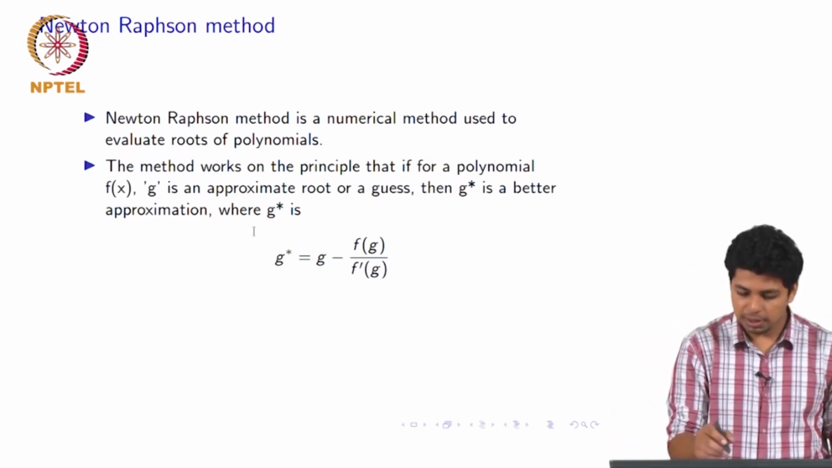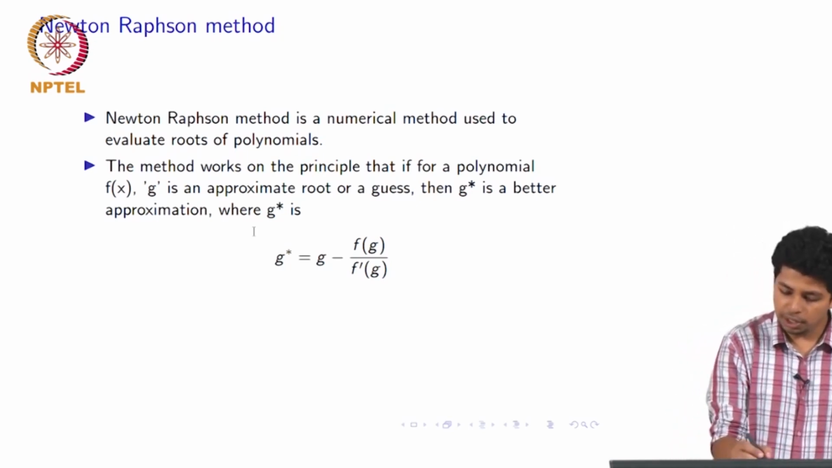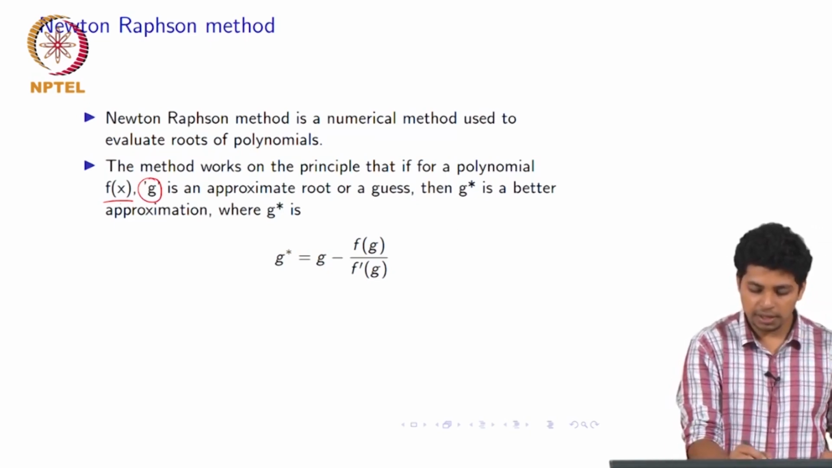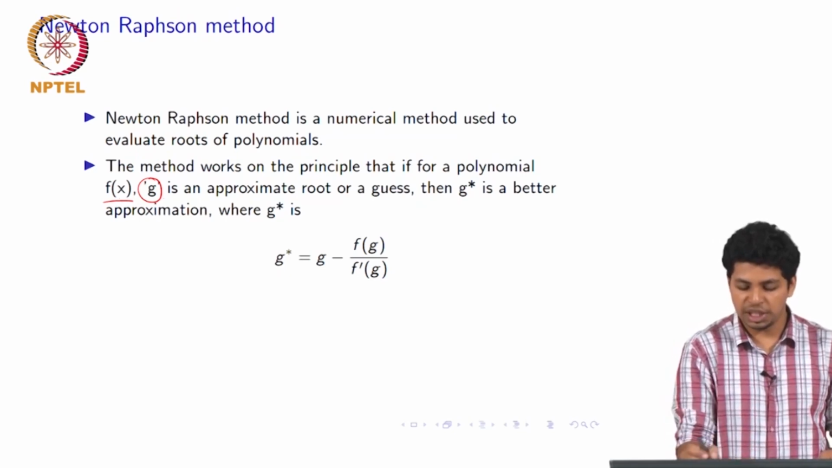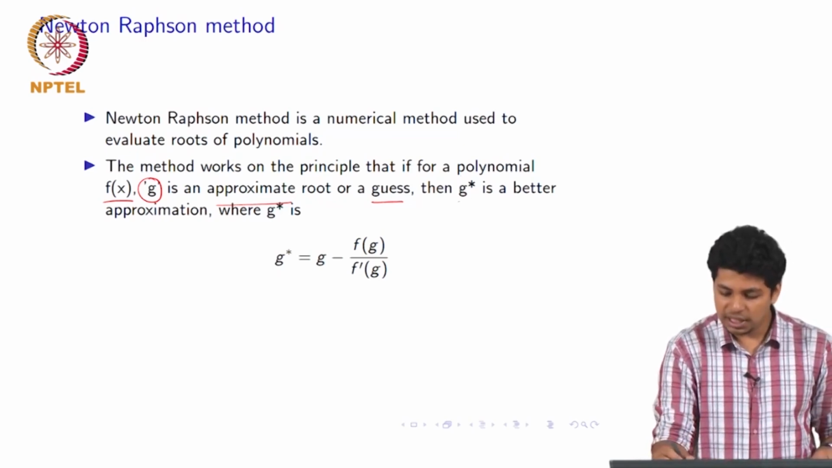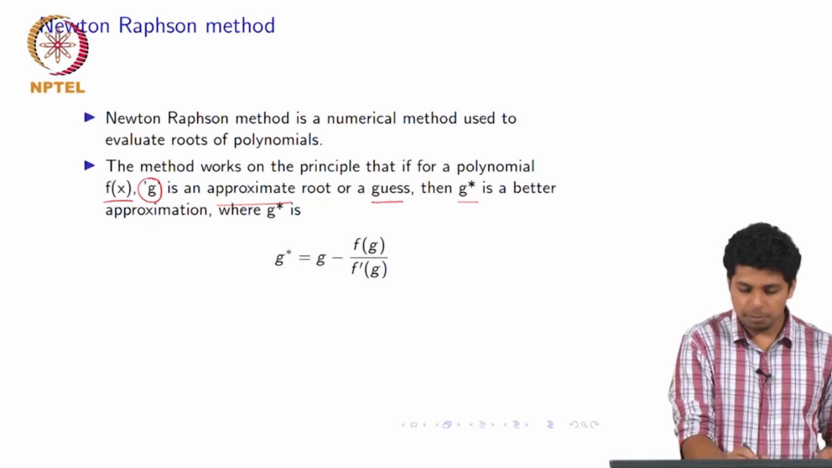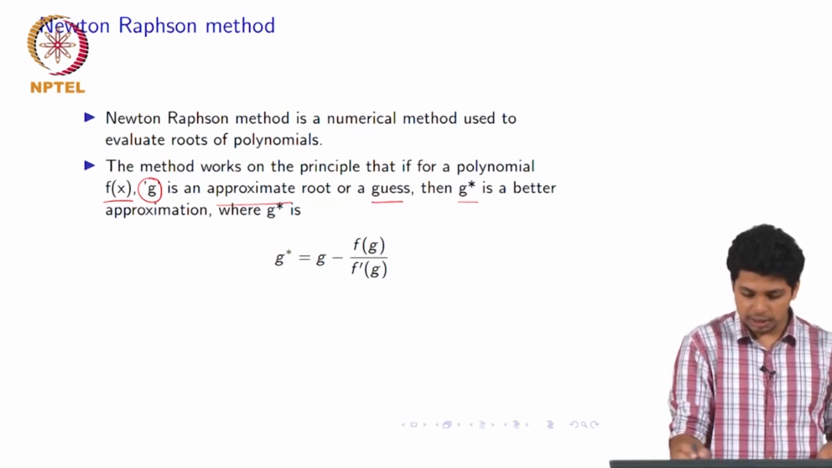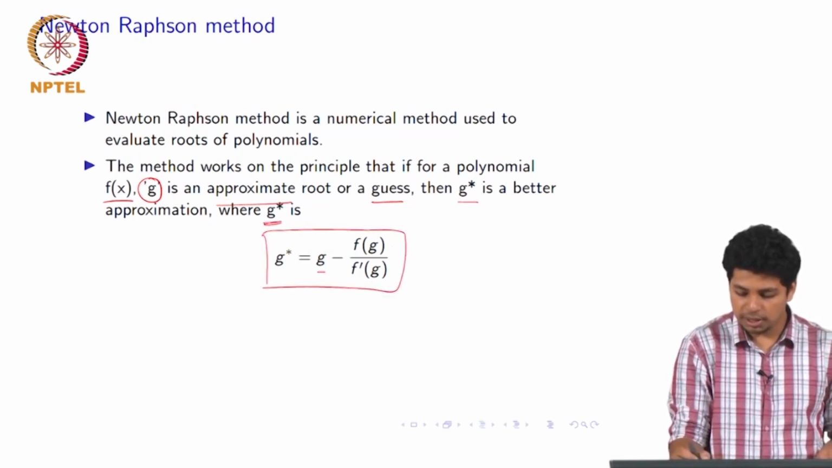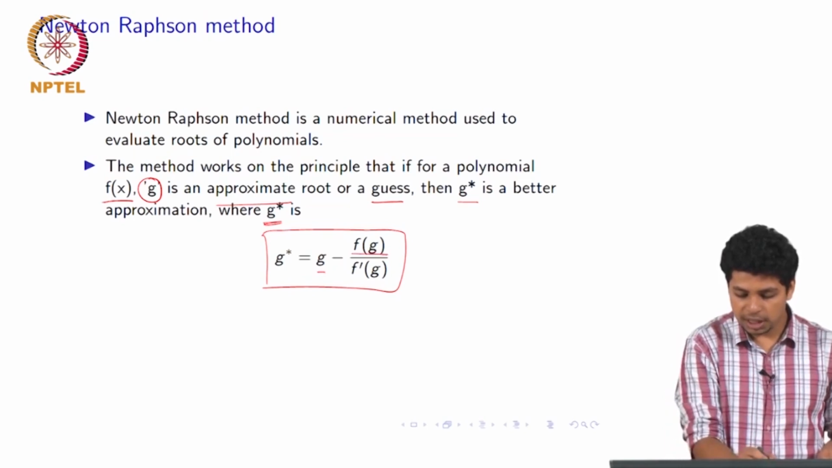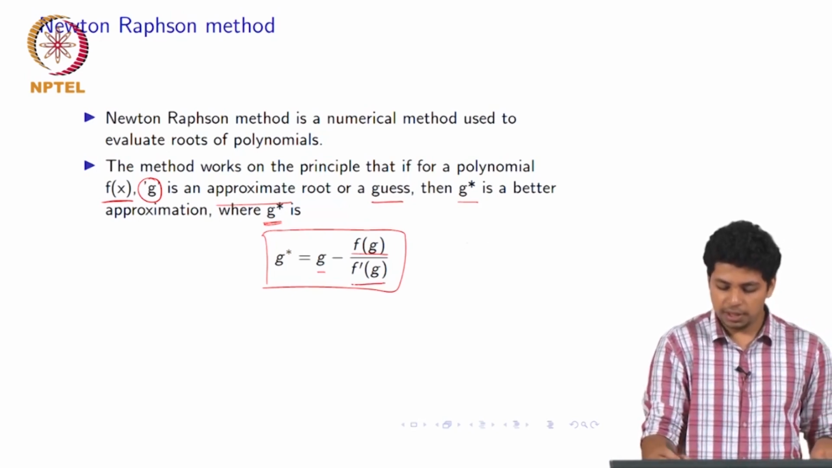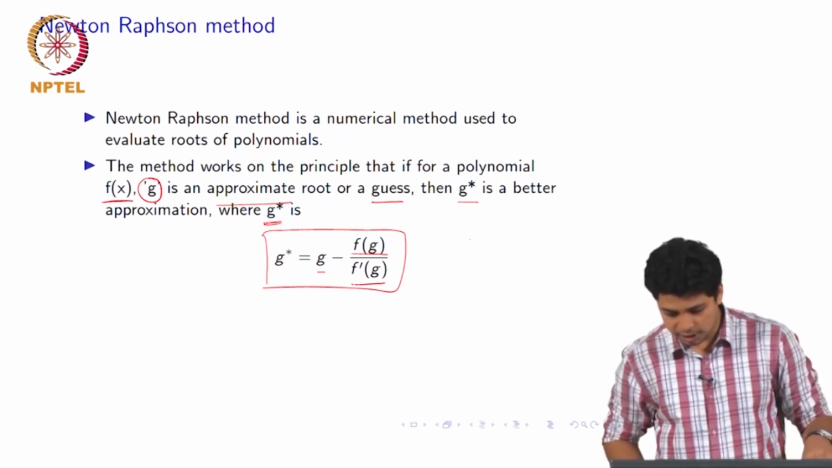Now how the Newton-Raphson method works is, if for a polynomial f of x, g is an approximate root, that means g is a value of x which we have put as an initial guess or an approximation, then the Newton-Raphson method says that g star is a better approximation, that means f of x is closer to 0 for g star than for g, where g star is given by this equation. So g star is equal to g minus f of g, which is the function f of x putting g as the value, divided by f dash of g, where f dash is the first derivative. This is what the Newton-Raphson method says.